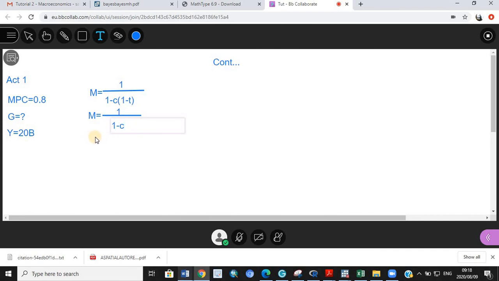All right, so this is going to be equal to 1 over 1 minus 0.8, and the overall multiplier is going to be equal to 5. Then this is not enough. Now we're going to calculate the change, and we will say, do I write this change even?